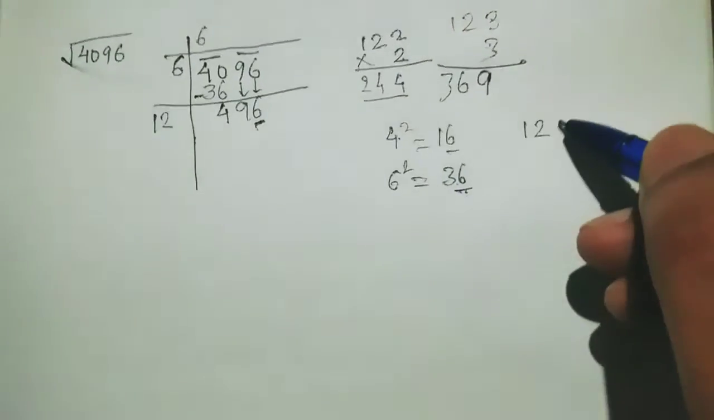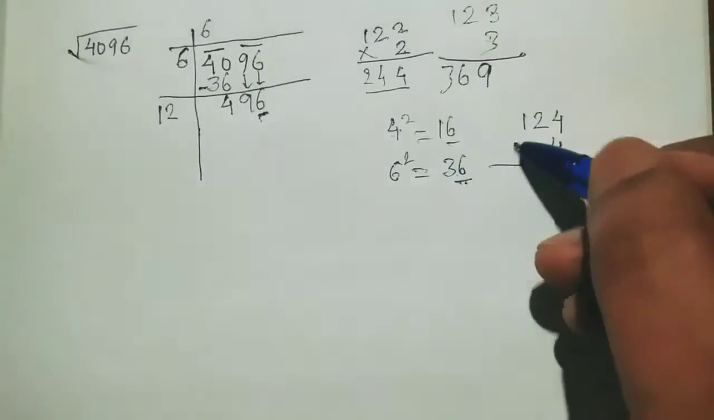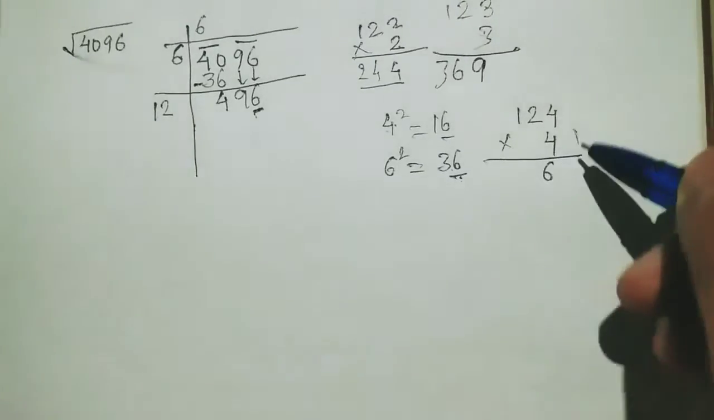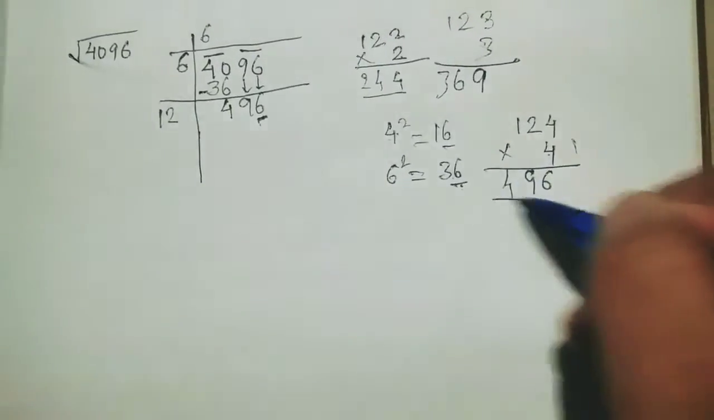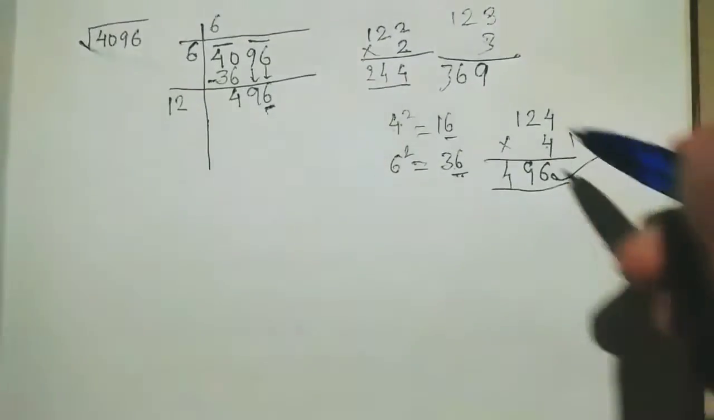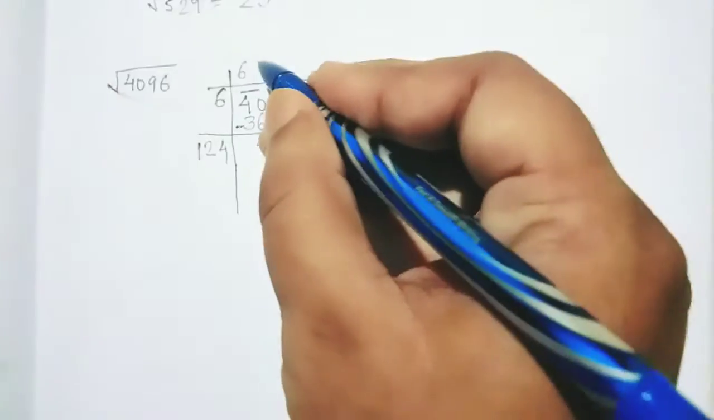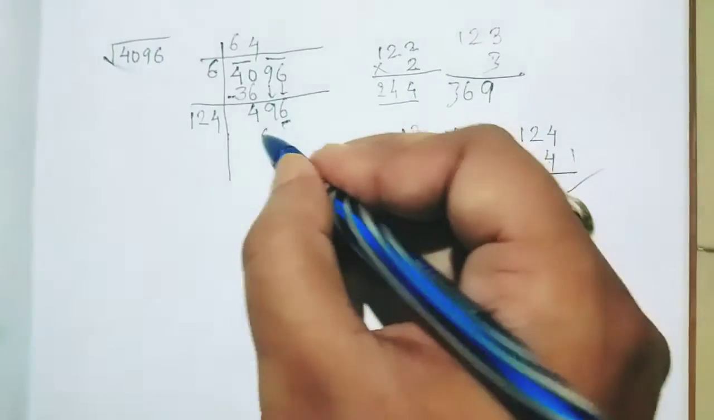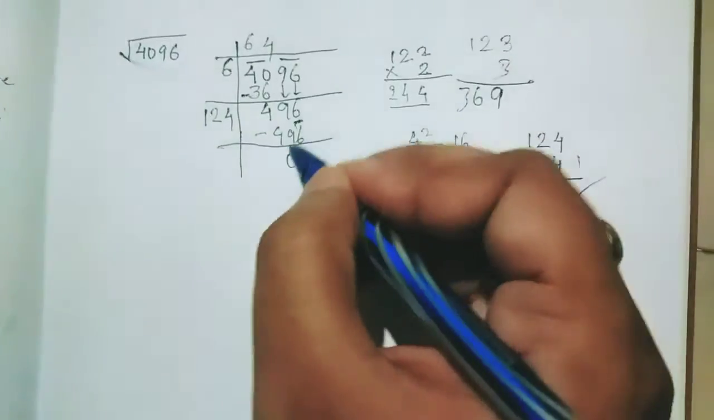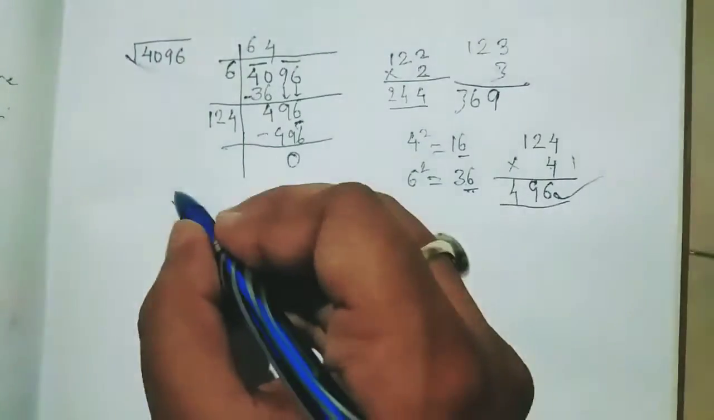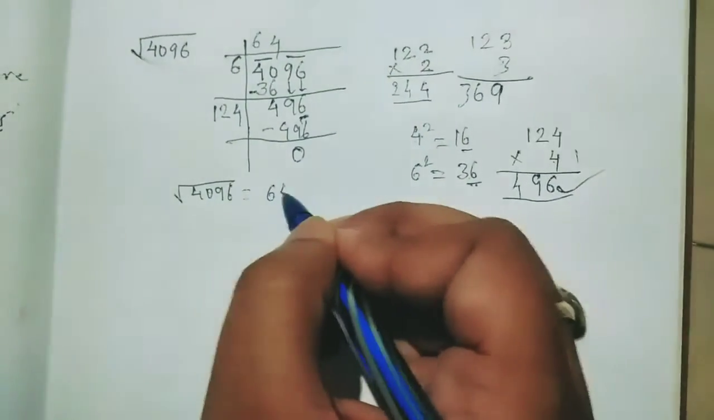Now see 12, we'll put 4 here, and here also 4. We'll check for these two cases only. 4 4s are 16, 1 carried; 4 2s are 8, plus 1 is 9; 4 1s are 4. See, we got the number, right? So it is 1244, so here we write 4 and here also 4. So it is 496. Understood? Now it is 0. So in this way, the square root of 4096 is 64.